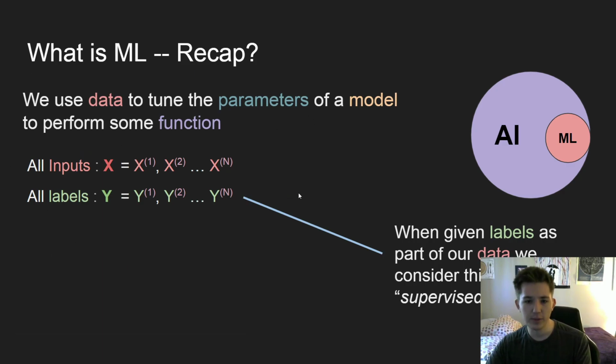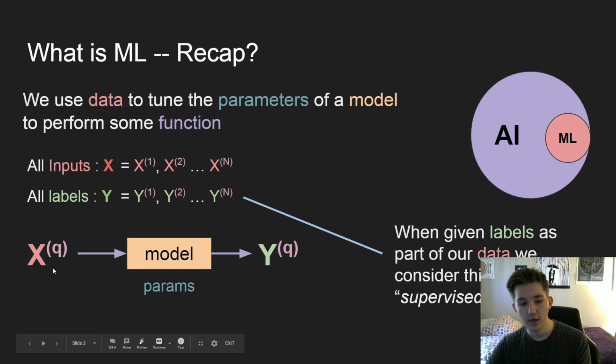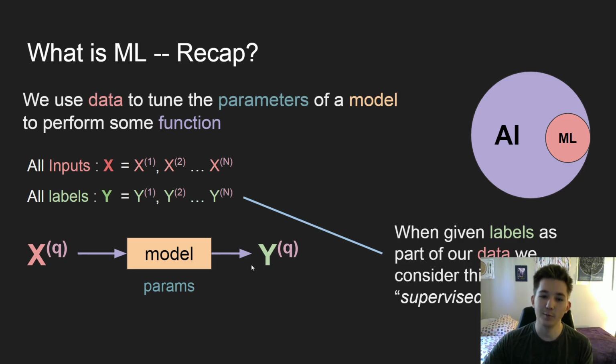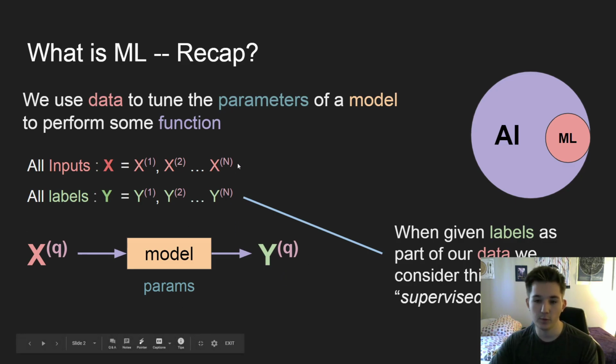Now, with all this in mind, we came up with a nice little diagram for ourselves, which says that for each of the pieces of data, we want to feed it through the model, which will calculate using the parameters, and we want to get the corresponding piece of output data, the corresponding label from it. So this is the diagram that we want out of our model, and we're going to be using this as a basis for what we're doing.